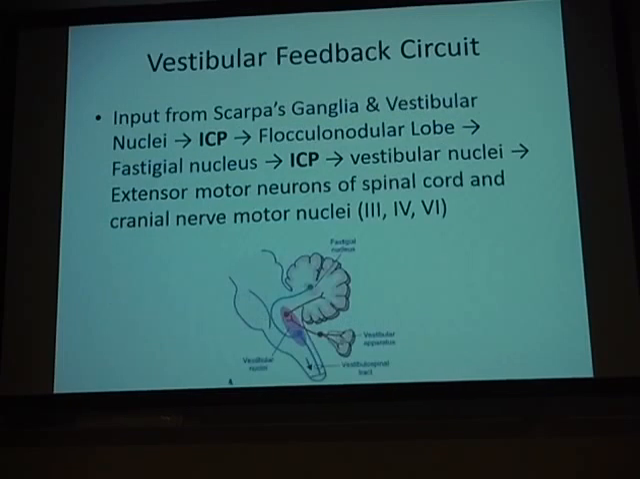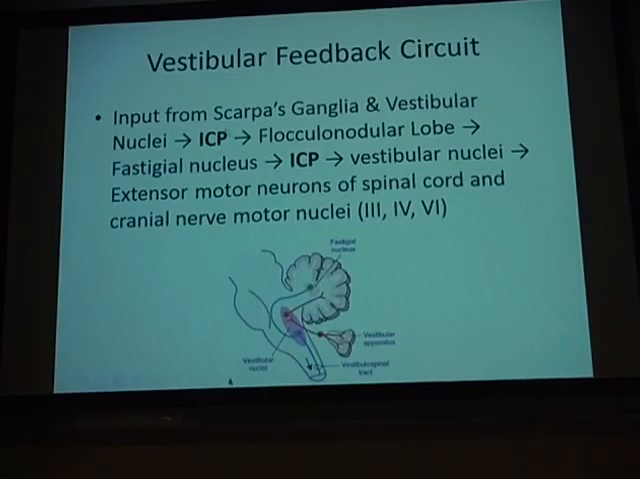Okay, so we're going to do 3 circuits. This is the second one, the vestibular feedback circuit. The input is coming from Scarpa's ganglion and the vestibular nuclei. Scarpa's ganglion is obviously peripheral to the vestibular apparatus, and the vestibular nuclei are located within the brainstem. The cerebellum is going to get input from both, so it's getting input directly from the vestibular ganglion in the periphery and from the vestibular nuclei in the brainstem.